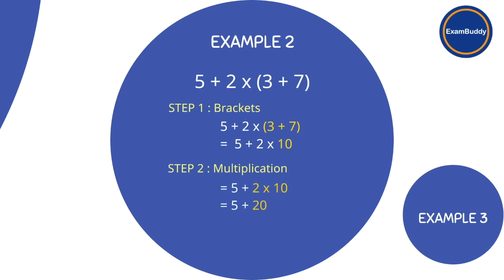5 plus 2 times 10. 2 times 10 gives you 20, so we have 5 plus 20. Next we move on to see if there is any division, which there isn't, so we move on to addition and subtraction. There is no subtraction, so we simply need to do 5 plus 20 to get the answer 25.